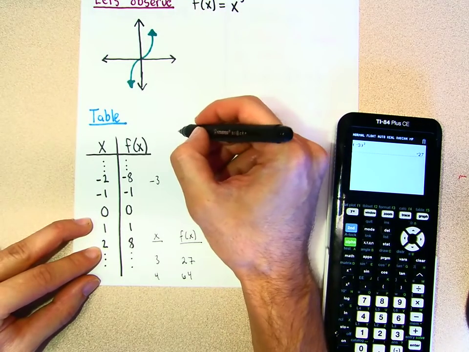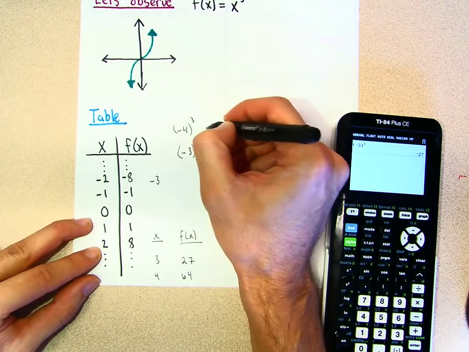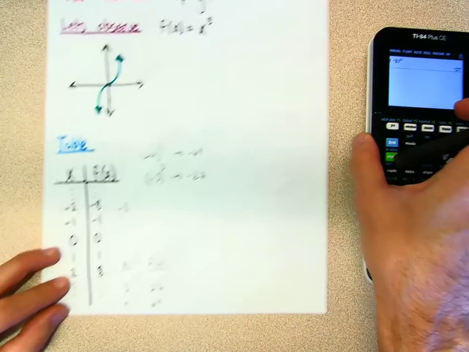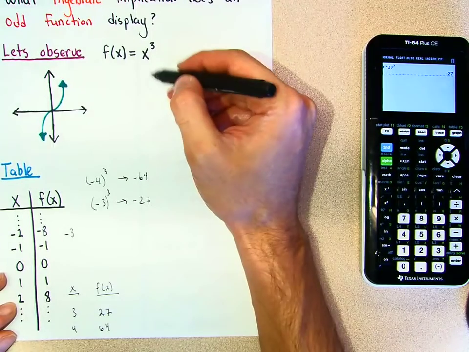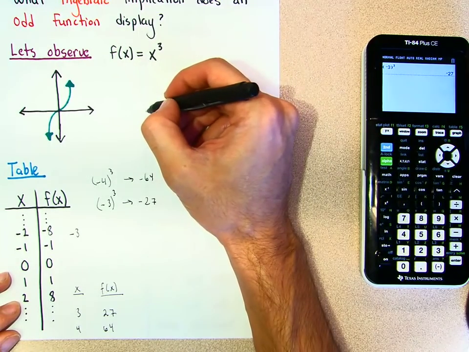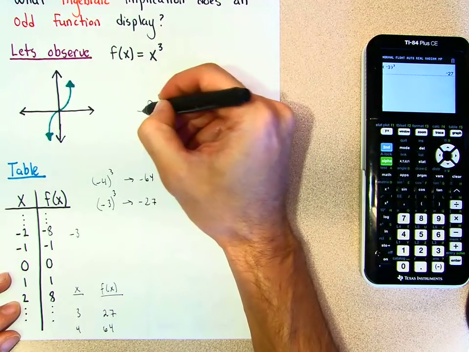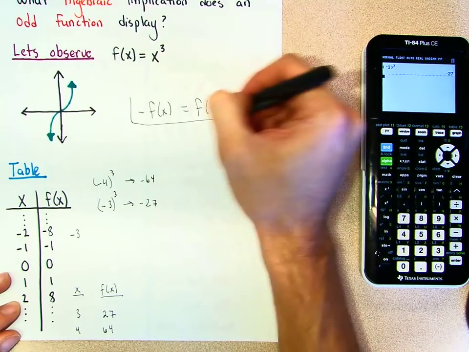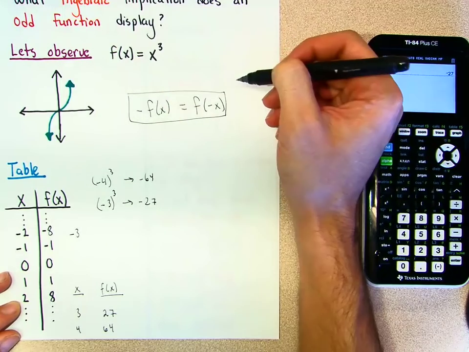So this is negative 27. And negative 4 cubed has to be negative 64. So the idea is, for this proof, if I have negative f of x, it'll equal f of negative x. This is how I know if it's an odd function.